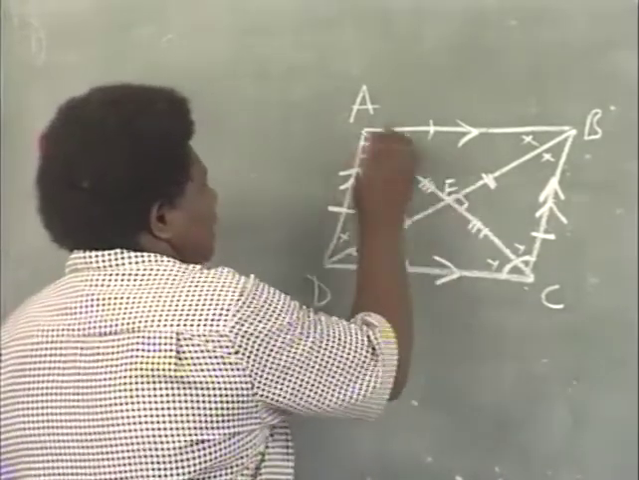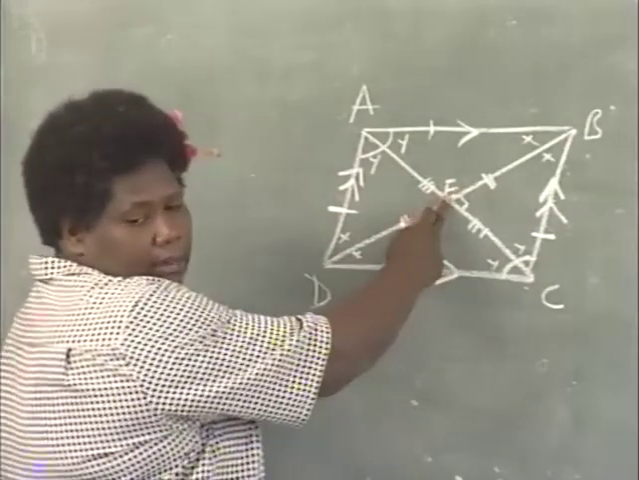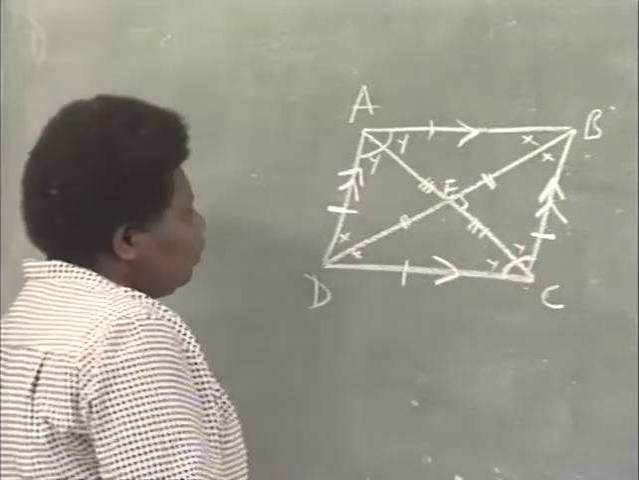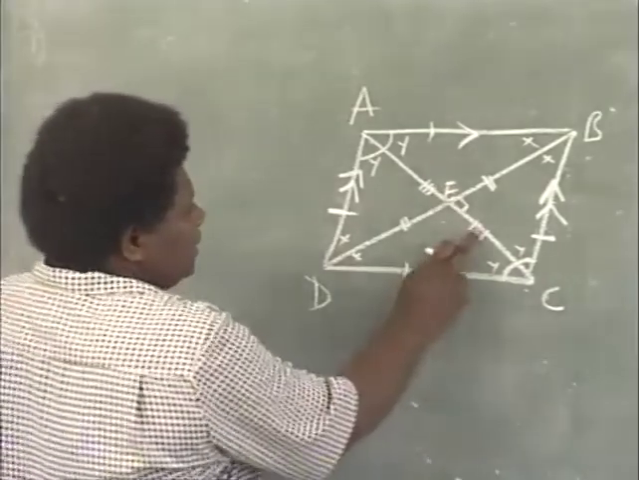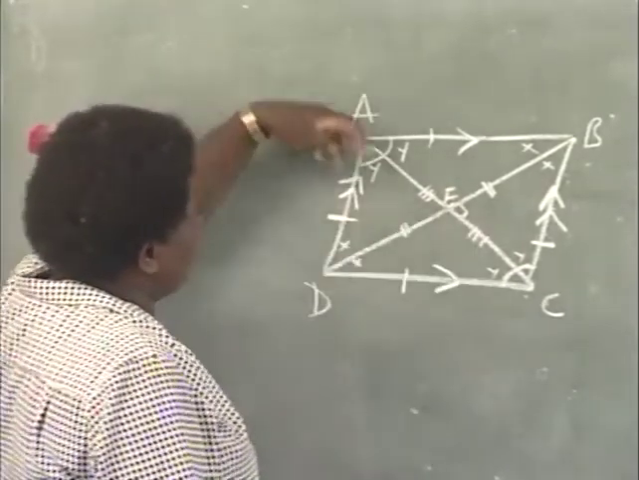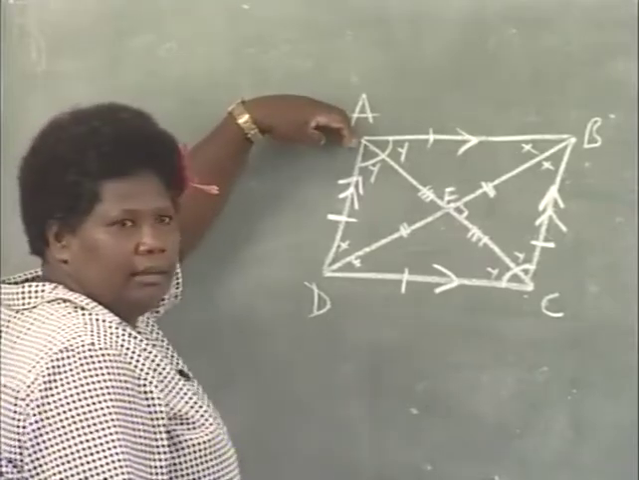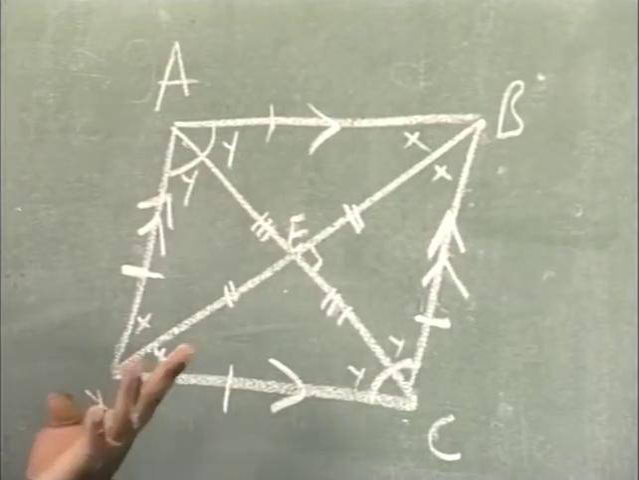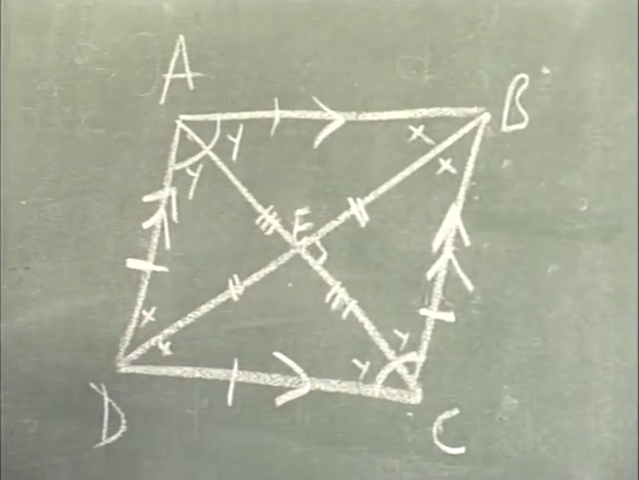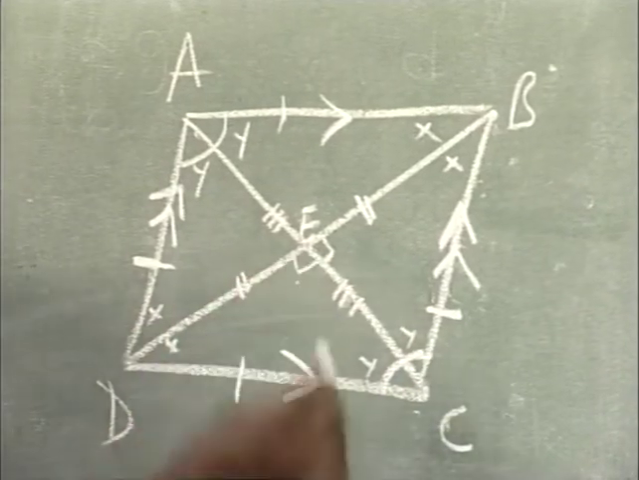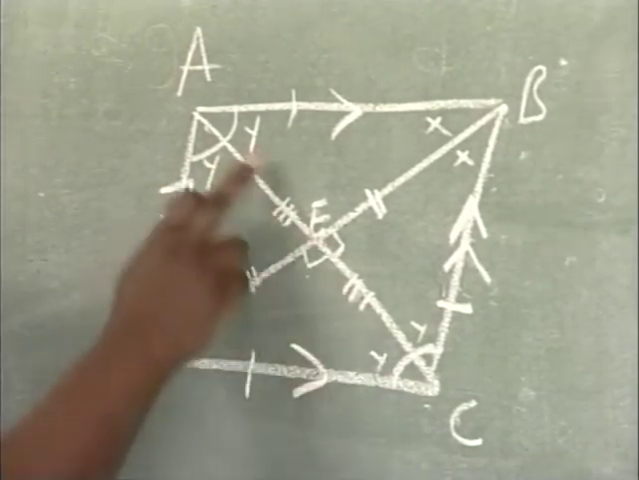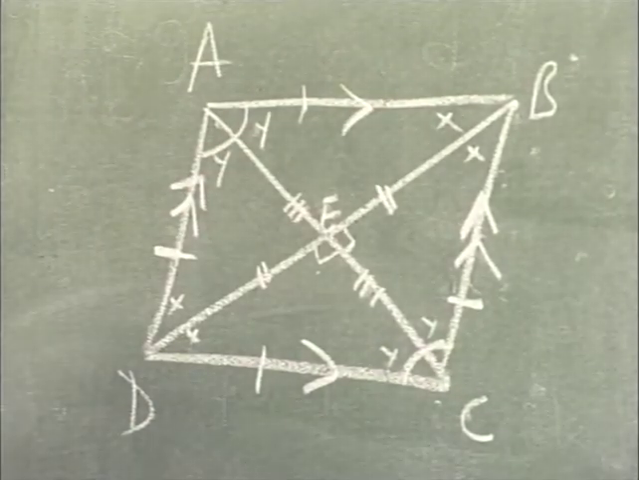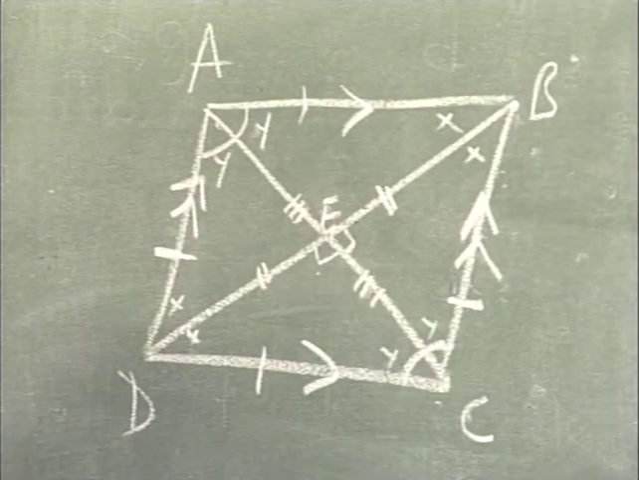E is supposed to be here. ABE and DEC. If you look at the length, this length is the same. EC is exactly the same as EA, and EB is the same as DE. Look at the way I've labeled it, and this one is a right angle. This angle is equal to that. This angle is equal to the other one. So the triangles are congruent triangles.